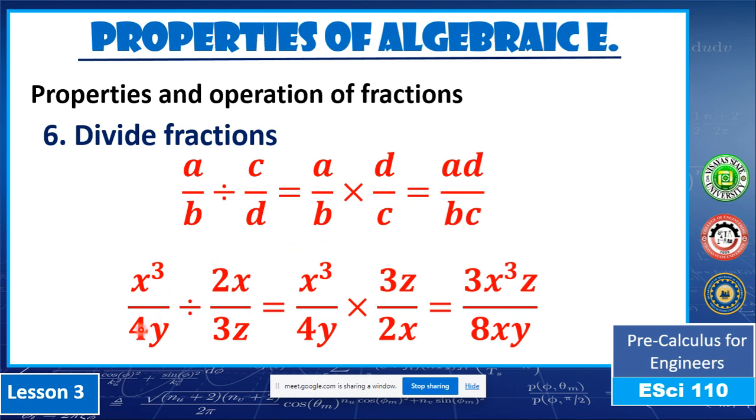Example, you have x cubed over 4y divided by 2x over 3z. So x cubed over 4y is our dividend, and our divisor is 2x over 3z. So take note, let's mind sa divisor. So in order to do this, take the reciprocal of the divisor. So its reciprocal is this one, 3z over 2x, and then proceed to multiplication. So let's multiply, guys. 3z times x cubed equals 3x cubed z. Then 4y times 2x is equals to 8xy. So then simplify this one.